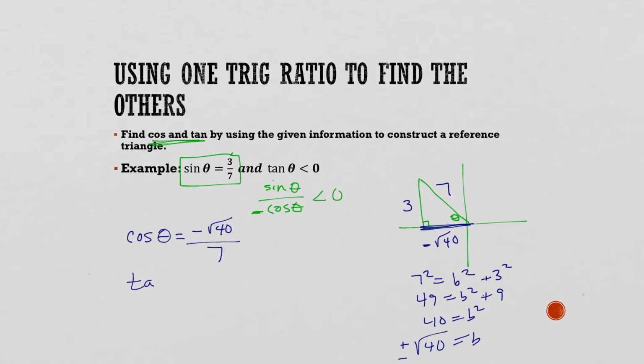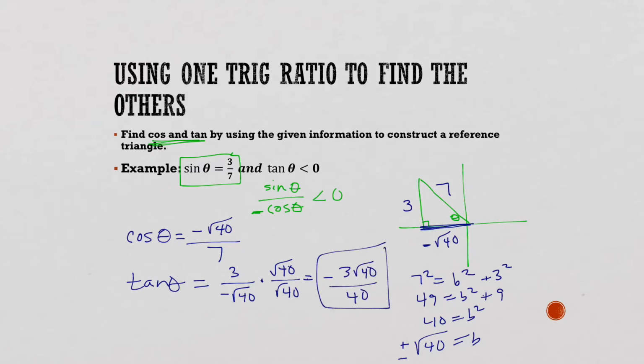The tangent, remember, had to be negative, and it still is, which is opposite 3 over adjacent negative root 40. If I multiply everything by square root of 40 over the square root of 40, I get negative 3 square roots of 40 over 40 for my final answer. But it's very important that we understand what this part of the question is telling us. That tells us what quadrant we were in. Last year in Algebra 2, they told you what specific quadrant. Now you have to be able to understand the trig in order to figure it out. Let's do another example.